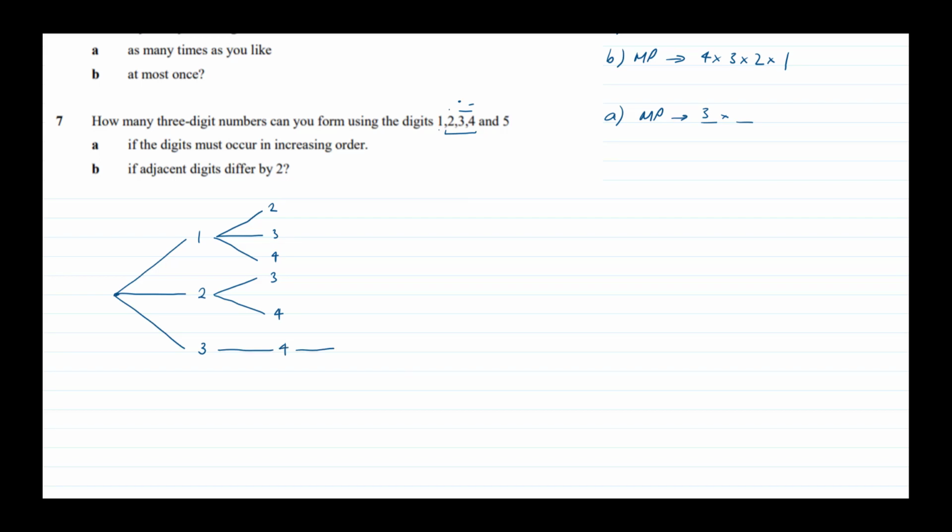Now if my second digit is 4, then I can only have a 5 next to keep the increasing order. If my second digit is 3, well then I can have a 4 or a 5 next. And if my second digit is 2, well then I can have a 3, 4, or 5 next. And so of course that gives me 1, 2, 3, 4, 5, 6, 7, 8, 9, 10 possible outcomes.